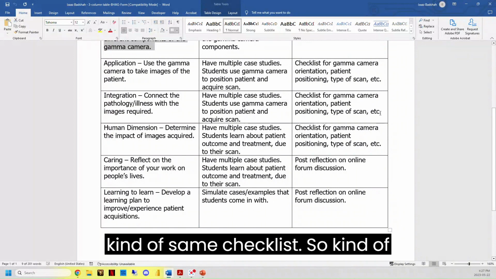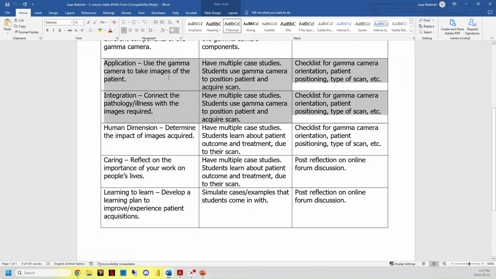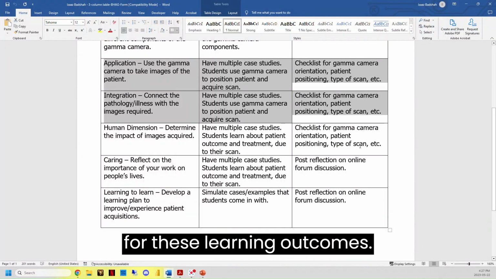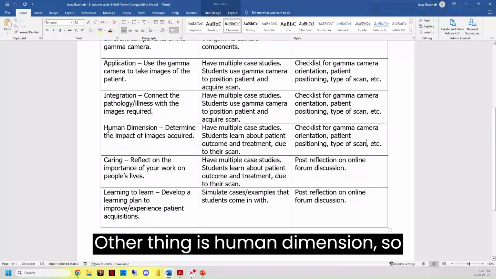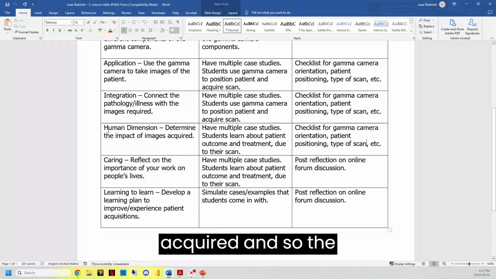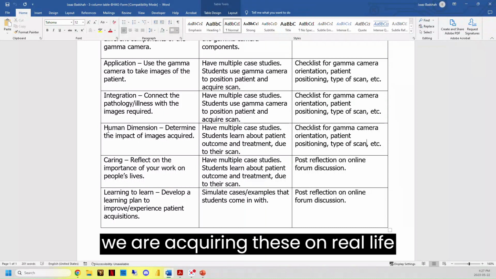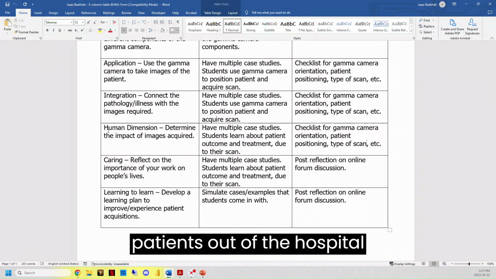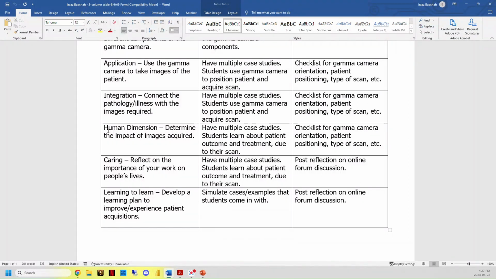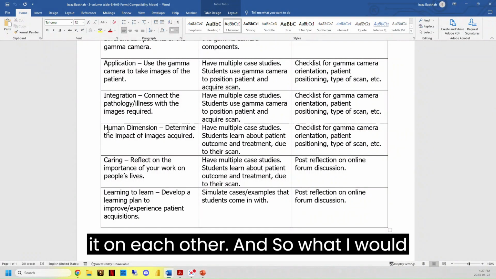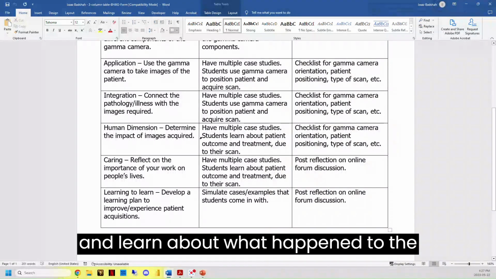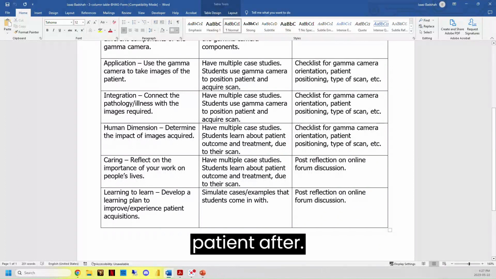Yeah, so I would use this same checklist, combining these activities for these learning outcomes. Another thing is human dimension: determine the impact of the images acquired. We are acquiring these on real life patients out in the hospital, but in the school environment, we're just acquiring it on each other. So with these case studies, I would want them to learn about what happened to the patient after.